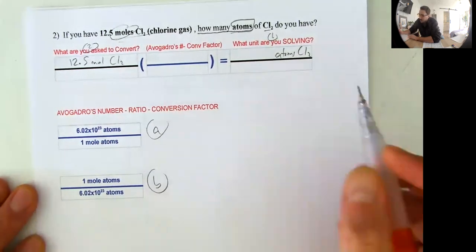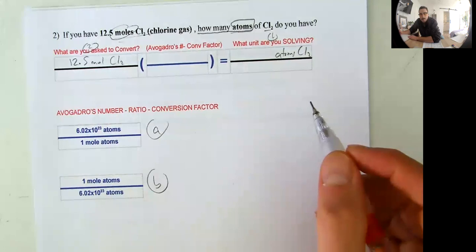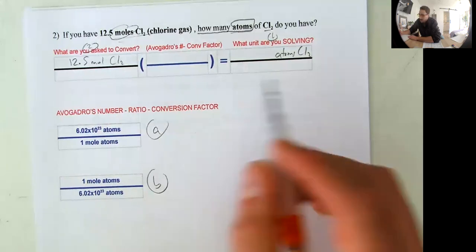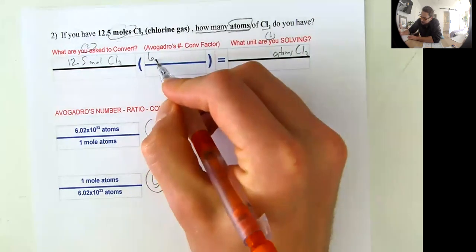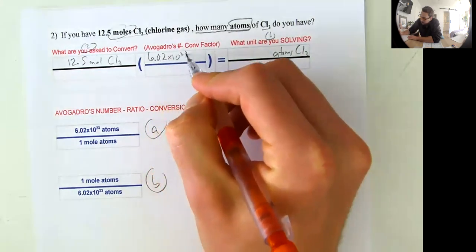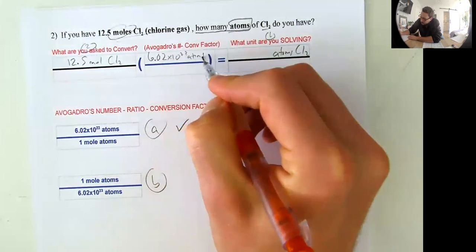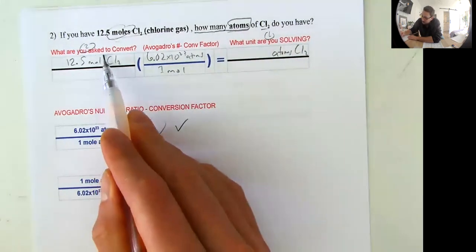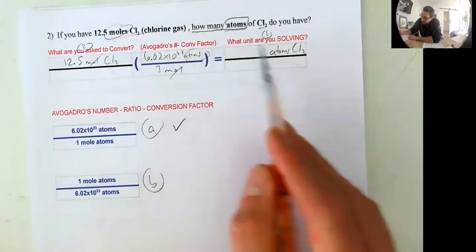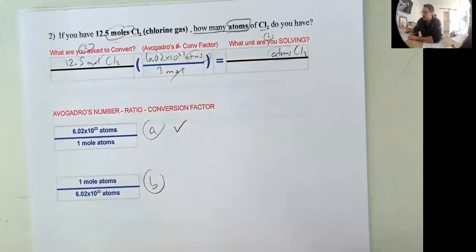Which conversion factor are we going to use, A or B? If you answered A, you got it correct. Good job. So let's put the number in there correctly: 6.02 times 10 to the 23rd. Those are atoms per every 1 mole. You see the moles get canceled, and you're left with atoms, and that's the unit that we want to solve for, so we're doing a good thing here.